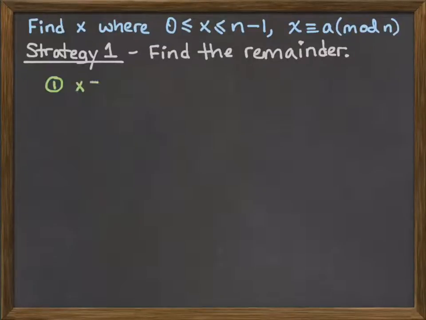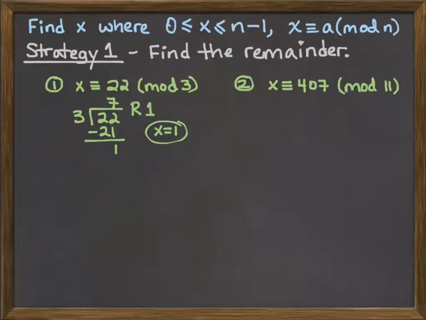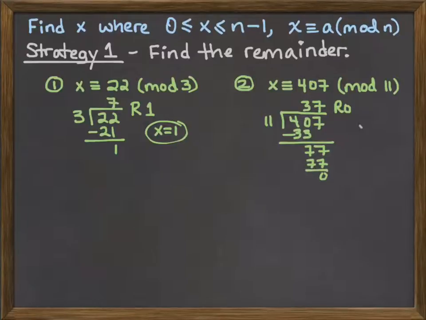So the idea here, let's see, x is congruent to 22 mod 3. The idea is I'm going to divide 22 by 3 and see what the remainder is. So 3 goes into 22, 7 times. Remainder 1, that means that x equals 1. As another example, if x is congruent to 407 mod 11, I do 11 into 407 using long division. It turns out that it goes in evenly with no remainder, and so x equals 0.